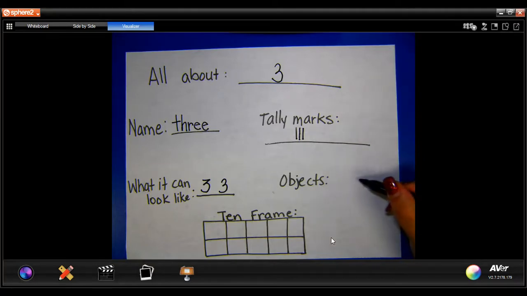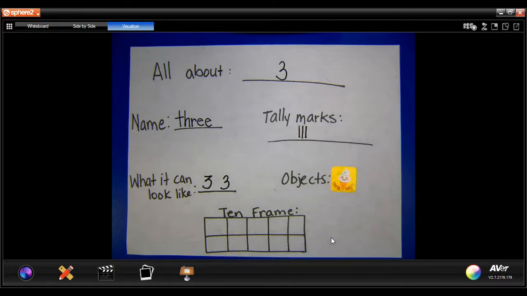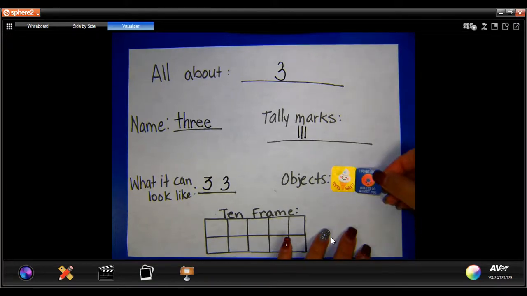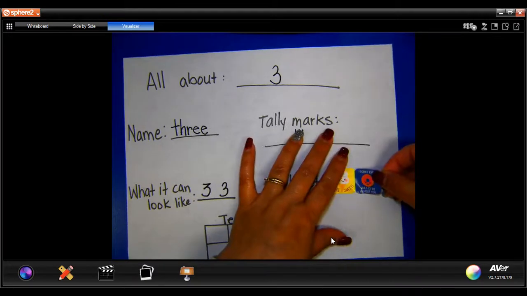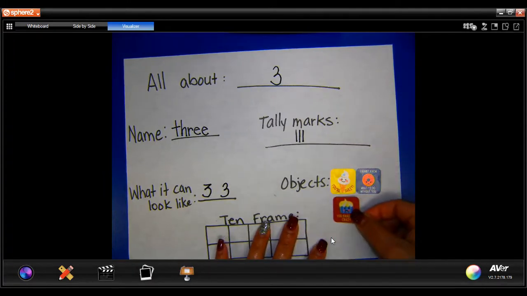Here in objects, we're going to either draw 3 things, 3 circles, 3 triangles, 3 happy faces, whatever you want to draw. Or if you have stickers, you can put 3 stickers. And for this, if you're going to draw, you can use markers or crayons or your pencil. So here we have to put 3, right? So we have 1, 2, it won't fit, so we'll put it right here. 3, 1, 2, and 3.